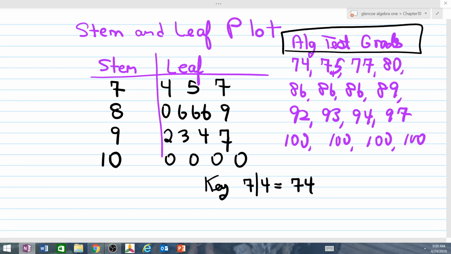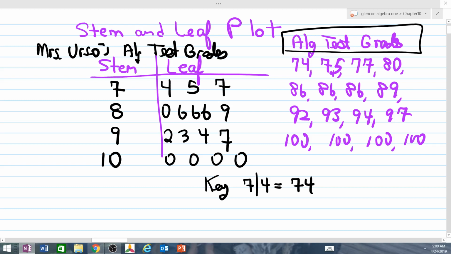If there's no key, there's no credit. Did you hear me? No key, you can't unlock the door. No key, the problem's wrong. The other important part is you're going to label it. Mrs. Urso's algebra test grades. Are you all with me?